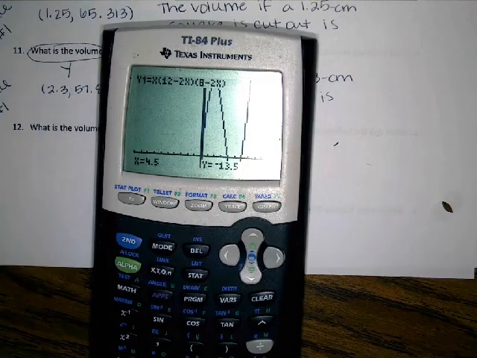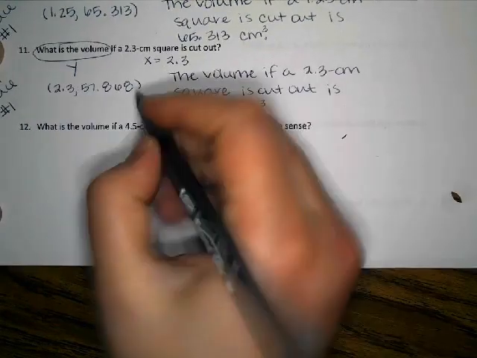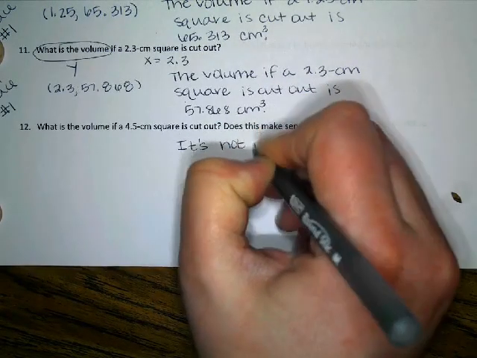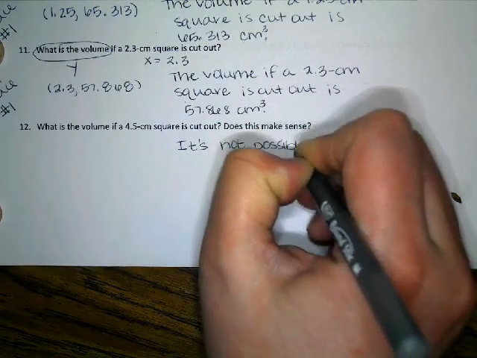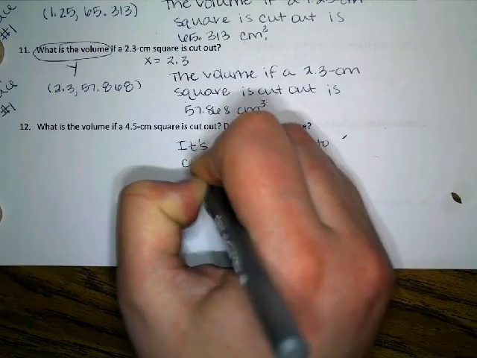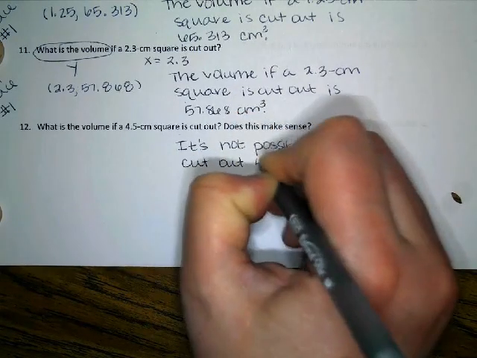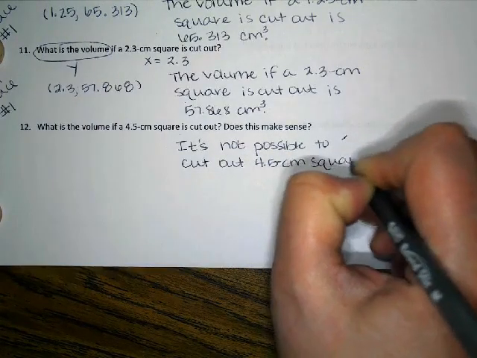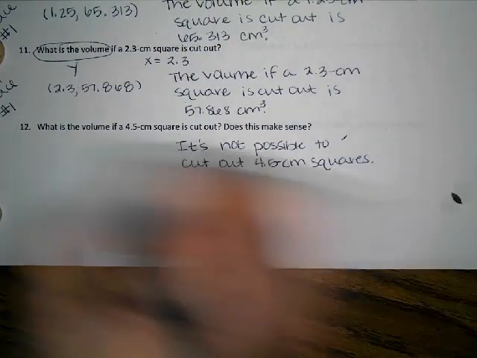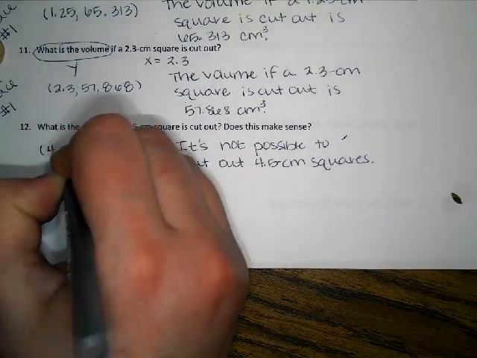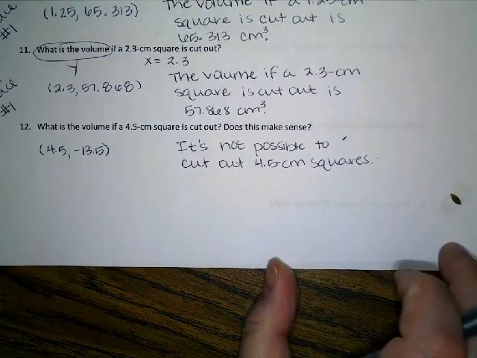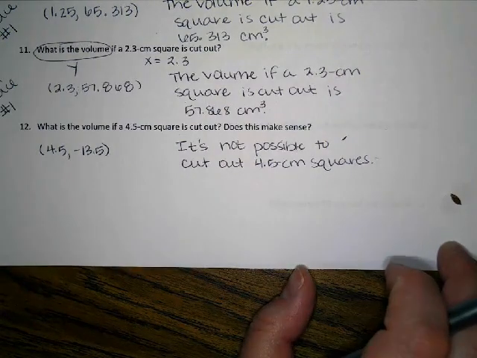So we're going to say it's not possible to cut out 4.5 centimeter squares. And we can write, it was 4.5, negative 13.5, I think. Okay. When you're done writing that sentence, go ahead and flip the page.